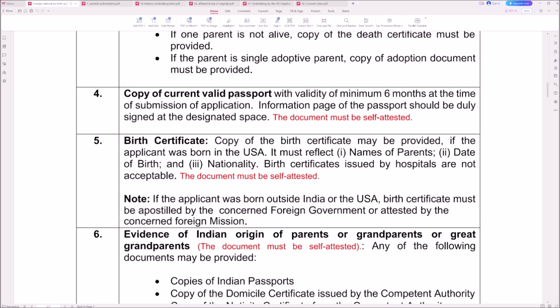That means it is the US passport of the minor child or the applicant, and you need to provide only a copy. You should not provide the original passport. The passport should have a validity of minimum 6 months at the time of the application, and make sure that you provide the information page of the passport. Usually I tell the first 3 pages and the last 2 pages.